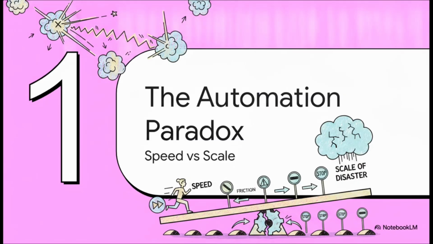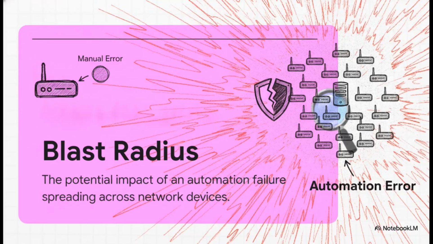All right, kicking things off with Section 1, the automation paradox. Speed versus the scale of disaster. Think about it like this. When you optimize a process, you remove the natural friction that slows you down, right? But sometimes, honestly, that friction was the very thing giving you time to catch a mistake.